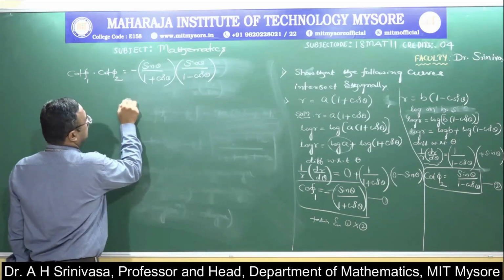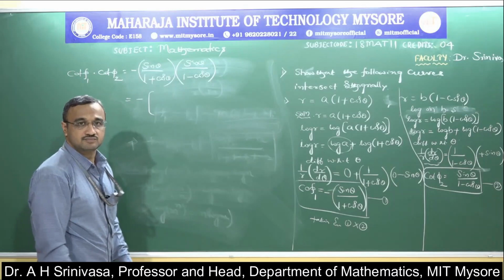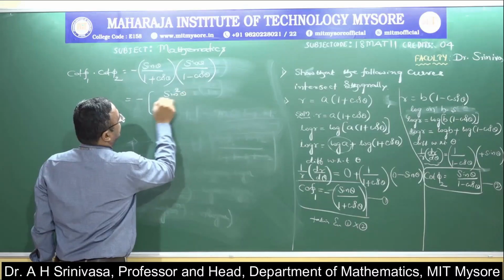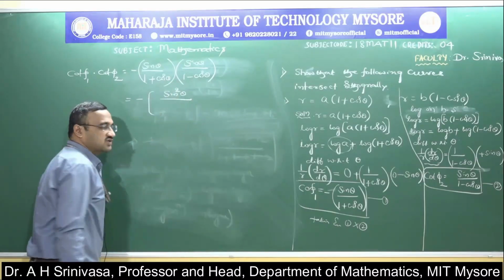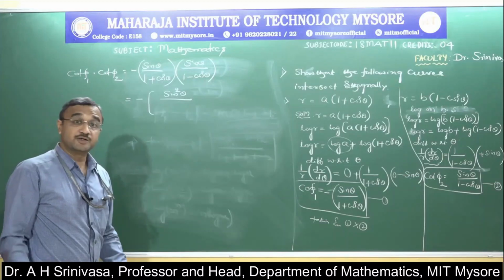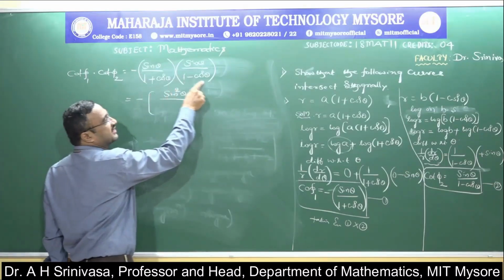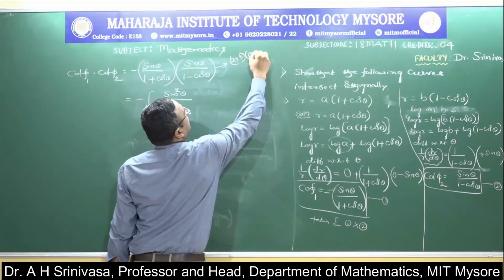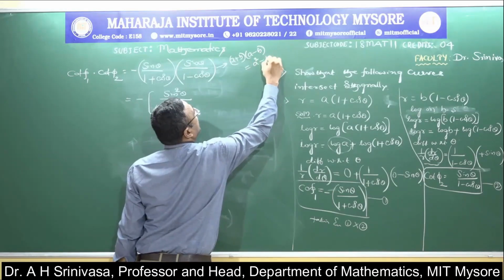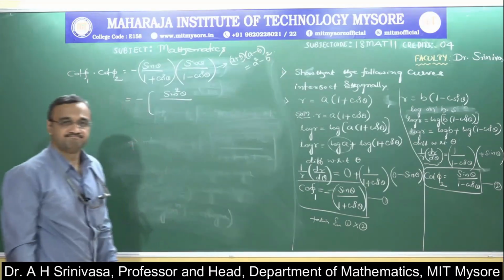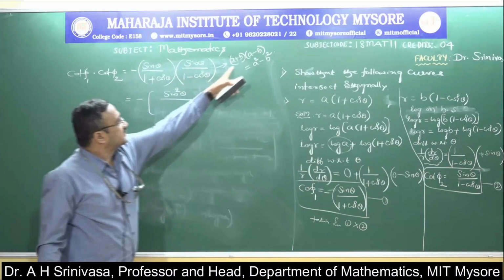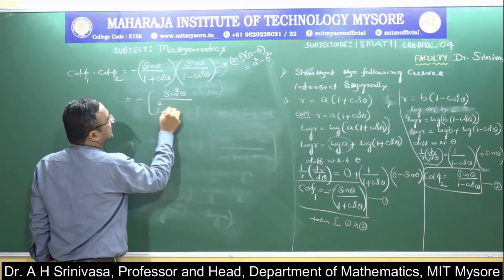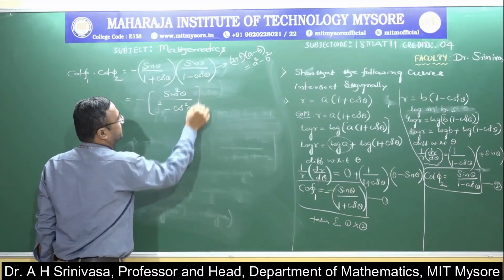So make a simplification. Keep the negative term as it is here. Now sin theta into sin theta is sin square theta, and 1 plus cos theta into 1 minus cos theta. Now use the formula: a plus b into a minus b gives a square minus b square. Use that formula. Here a plus b, then a minus b, becomes a square minus b square. That becomes 1 square minus cos square theta.